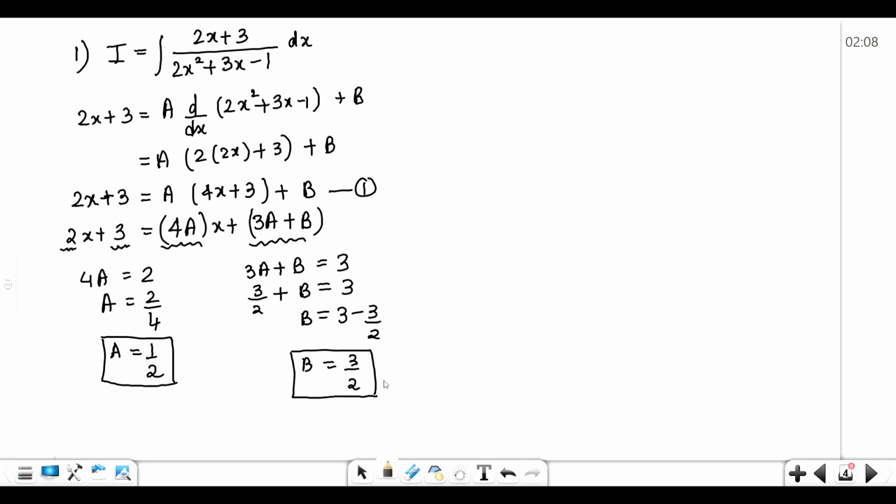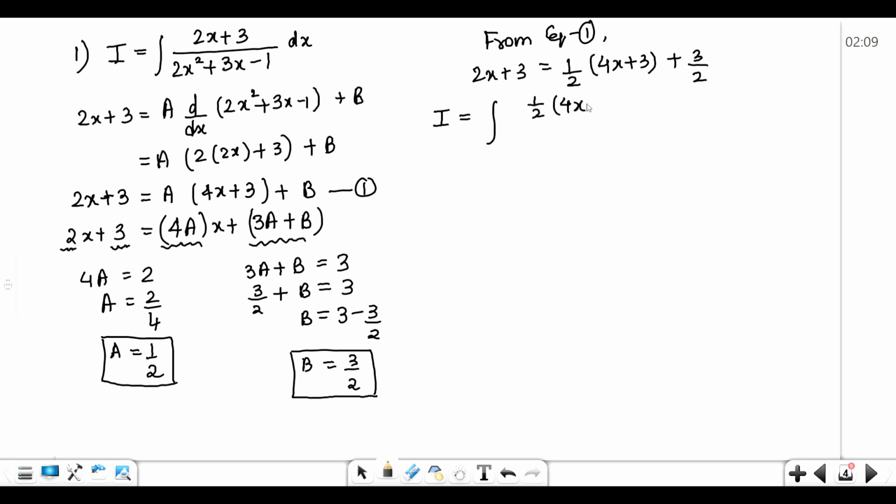Now we will use the same equation number 1. So from equation 1, 2x plus 3 is equal to a. A is nothing but 1 by 2, 4x plus 3 plus b is 3 by 2. Now we will write the integration. So in the numerator we can write 1 upon 2 (4x plus 3) plus 3 by 2. So your numerator got replaced by this bigger term, but your denominator will remain the same.